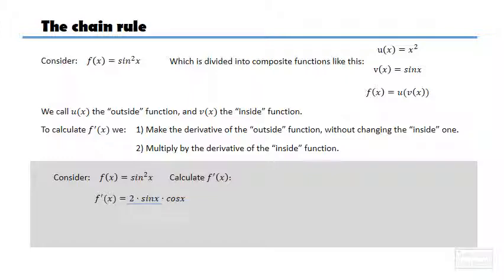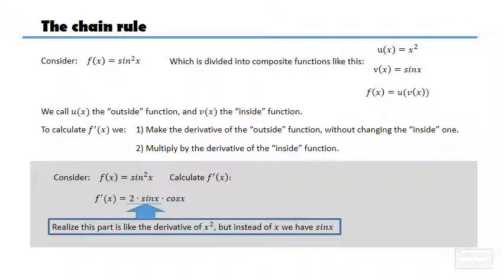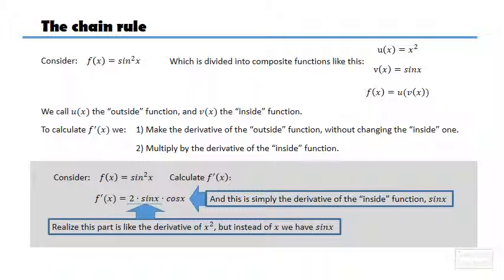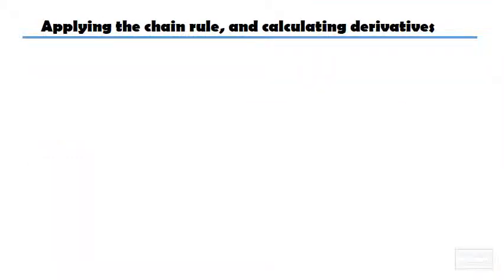There you go. So 2 times sine of x, if you think about it, is the derivative of x squared. But instead of x, I wrote sine of x. And I multiply times cos x, because that's the derivative of the inside function of sine of x. Now that's very much how it works. It's all as simple as that. Let's make some examples here.